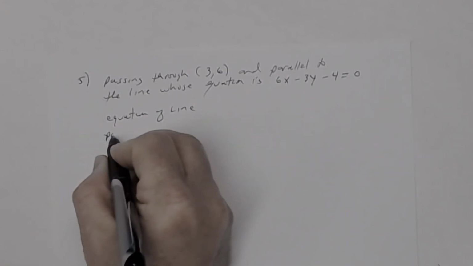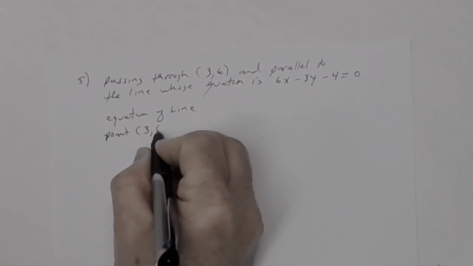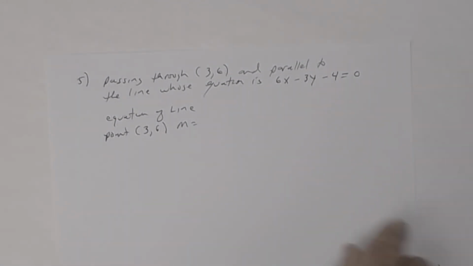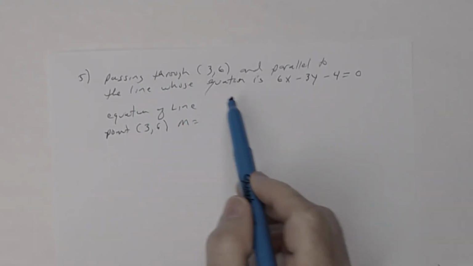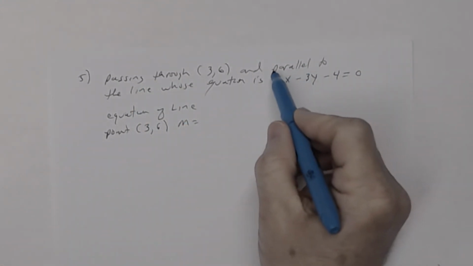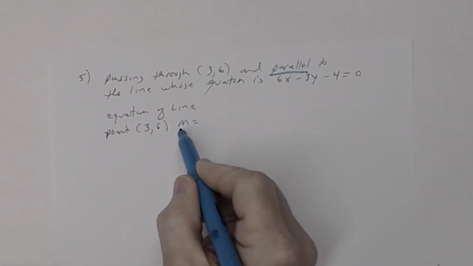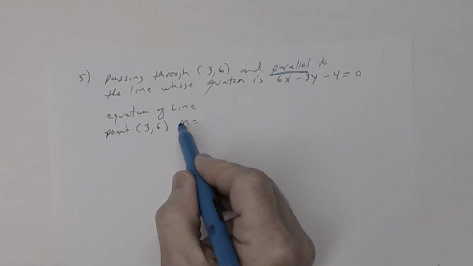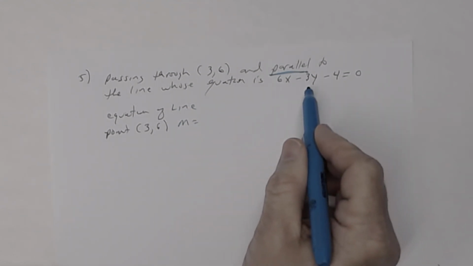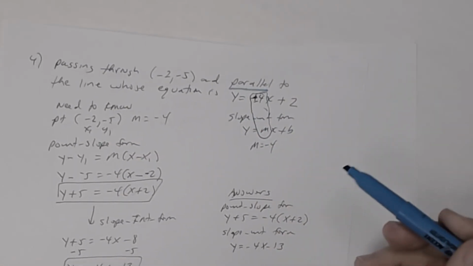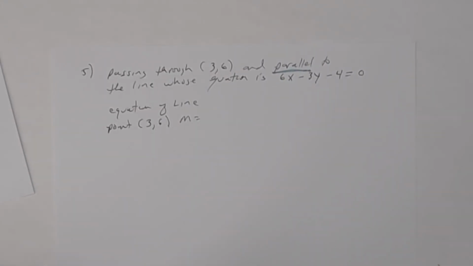All right, so the point on that line is 3, 6, and then we've got to find the slope. All right, well, you know that the slope of this line and the slope of that line are parallel, meaning that if I want to find the slope of this line right here, then I've got to find the slope of that line. Well, it's not as easy as the other ones, right? Because in the other two, y was already by itself, so it's already in slope-intercept form. This is not. So we've got to do a little bit of work. So let's go ahead and do that.